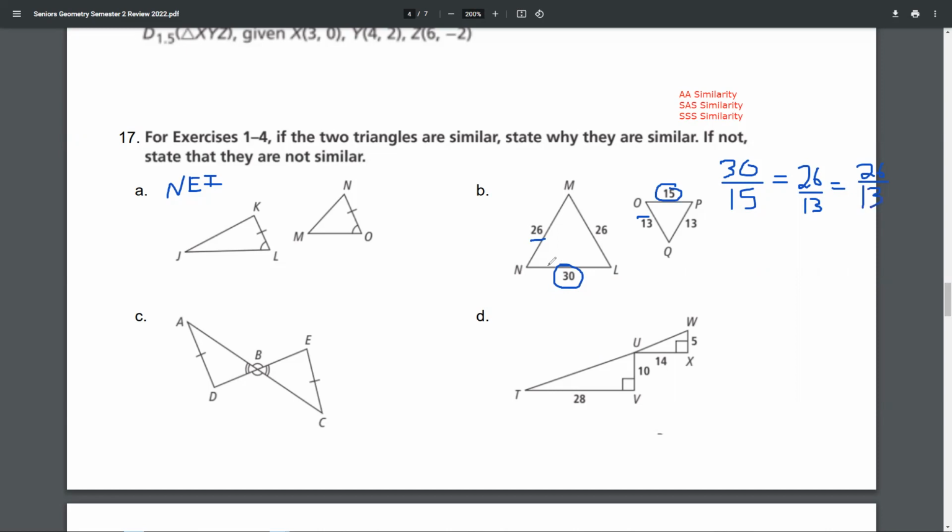Okay, and if all the ratios of the corresponding sides are the same, then the sides are going to be proportional. So all of these ratios are going to equal 2. Okay, so all the sides here on triangle MNL are twice as big as the sides on triangle QOP. So we can say that, yes, these figures are similar by side, side, side.